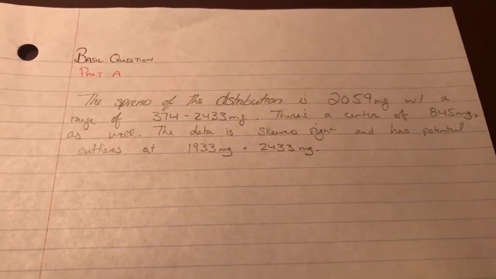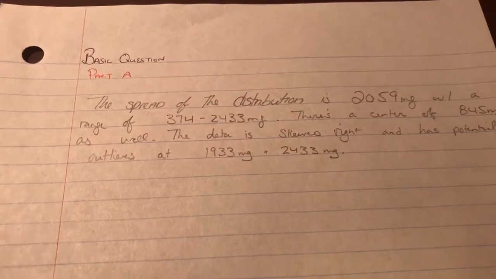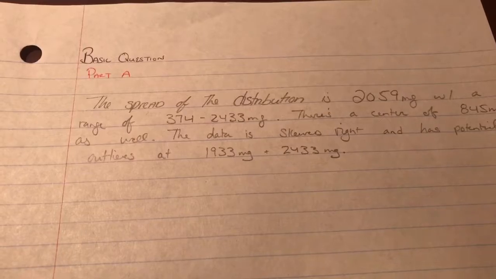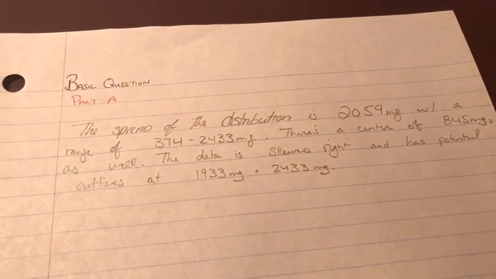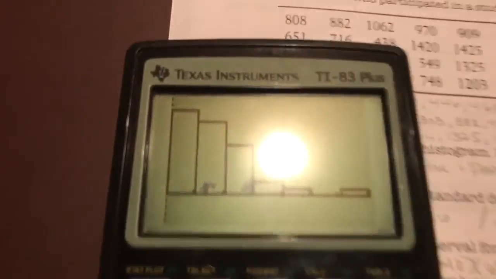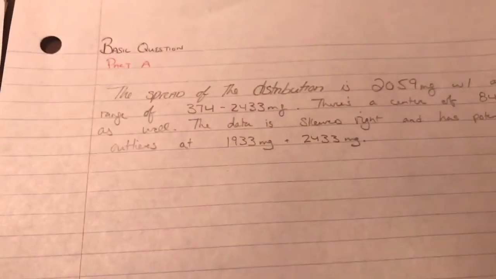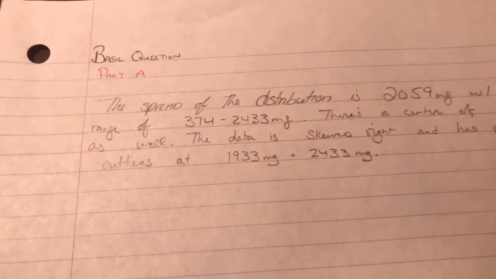Now we need to describe the distribution. The spread of the distribution is 2,059 milligrams with a range from 374 to 2,433 milligrams, with a center of 845, and the data is skewed right, as you can tell, and there are potential outliers at 1,933 milligrams and 2,433 milligrams.